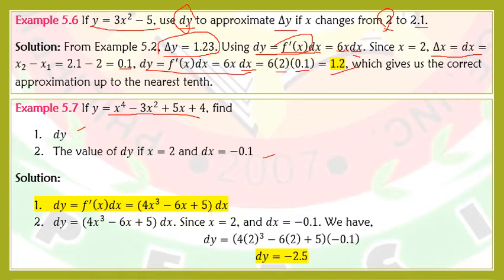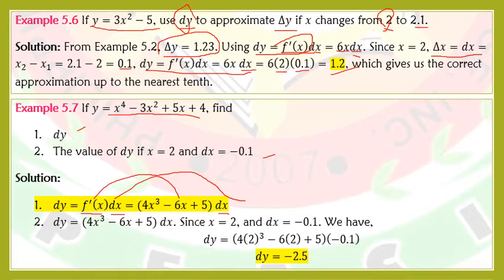And then, dx, yan, given talaga yan. Pag nag-derive kayo with respect to x, kailangan may dx dito. Okay, kumbaga, f prime of x, derivative of the function, times dx.